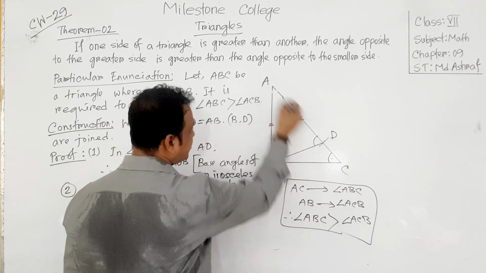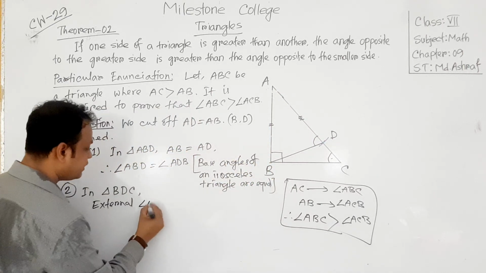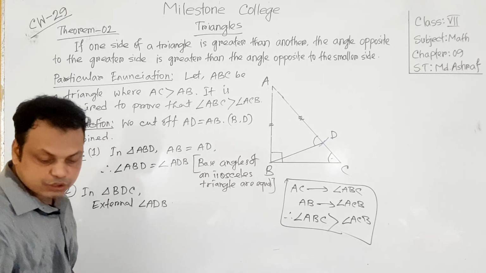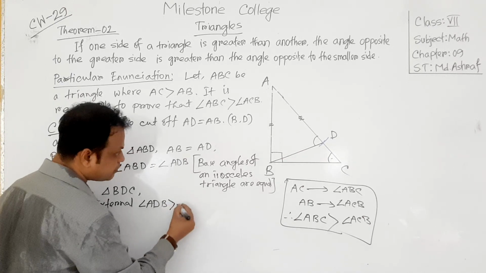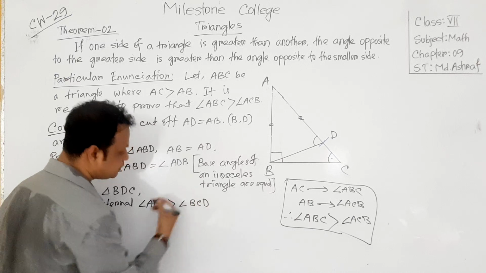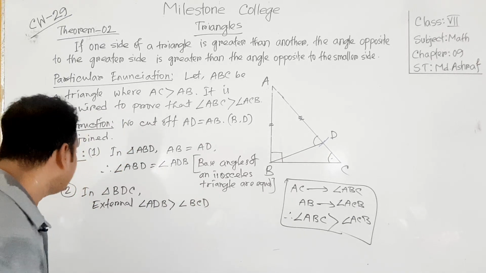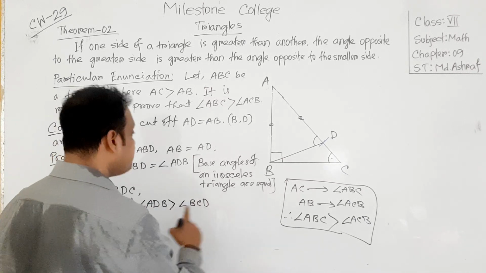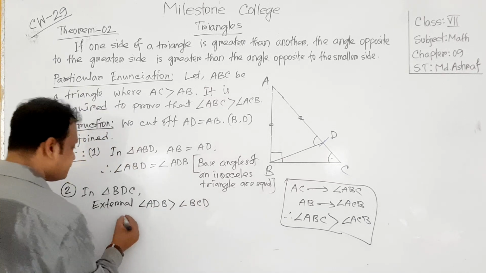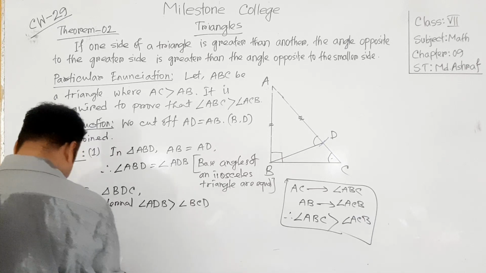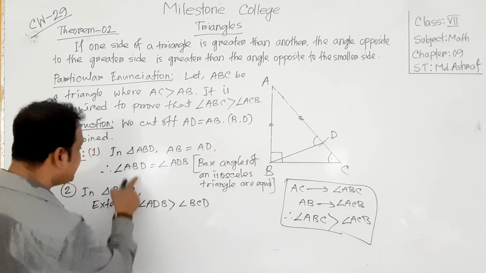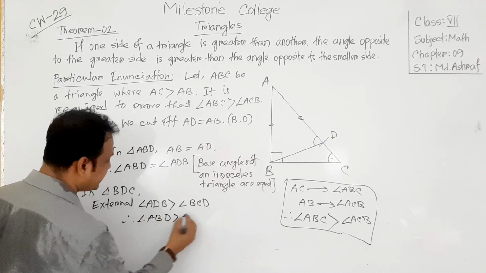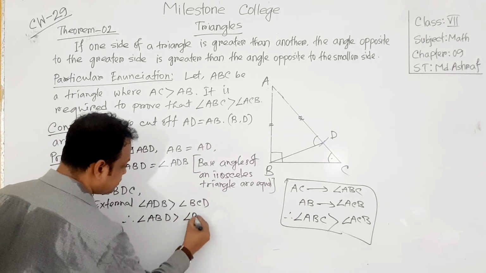External angle ADB. This external angle ADB will be greater than angle BCD. External angle ADB is greater than angle BCD. Therefore, since ADB is equal to ABD, we can write angle ABD greater than angle BCD.